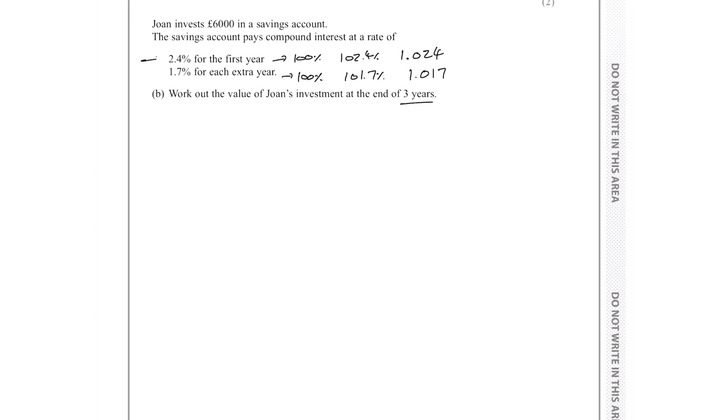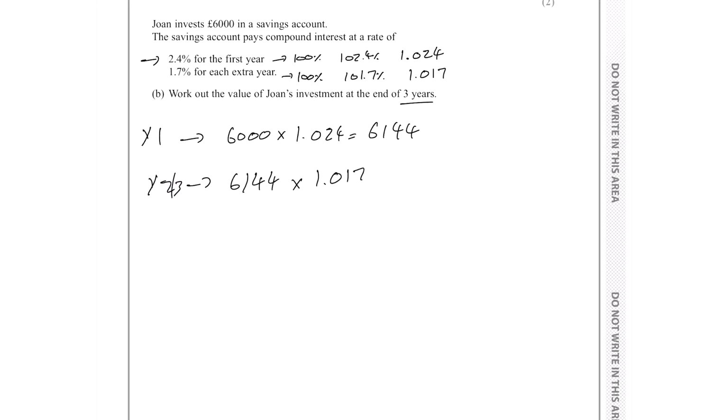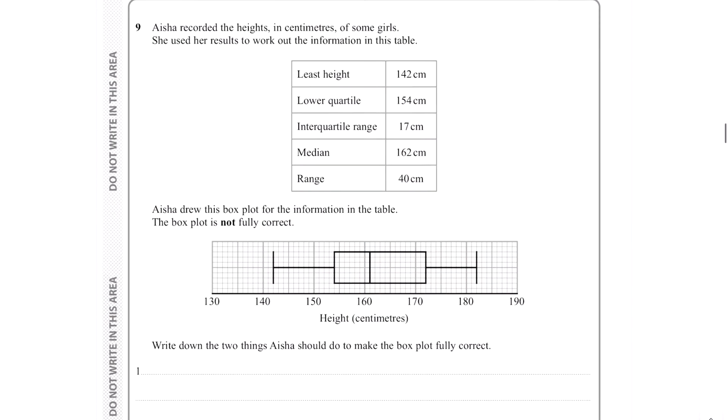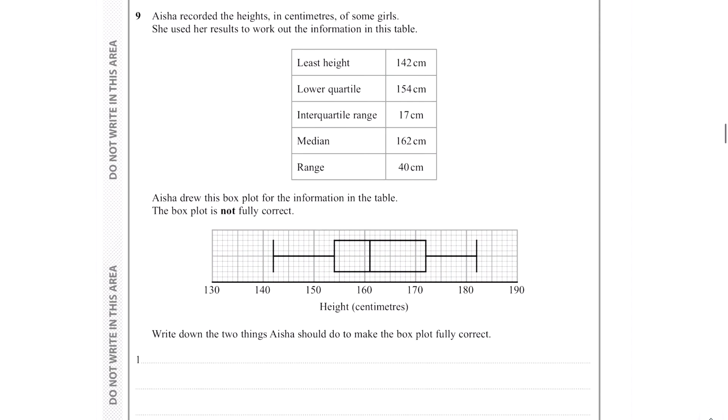So if you look at the first bit, which is year 1, so that is going to be 6,000 times 1.024, which gives us 6,144. If I then look at year 2, that's going to be, well, year 2 and 3. So that'll be both. So that'll be what he's left with at the end of year 1, times that by 1.017, and this time it's squared because it's the 2 years, so that's going to be £6,354.67. Moving on to question 9.